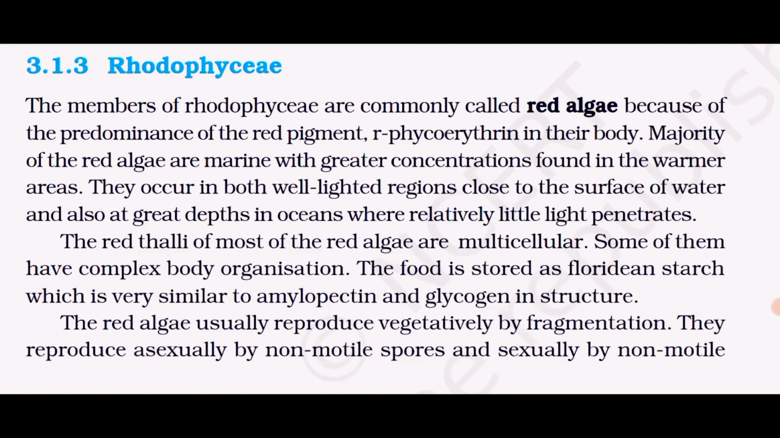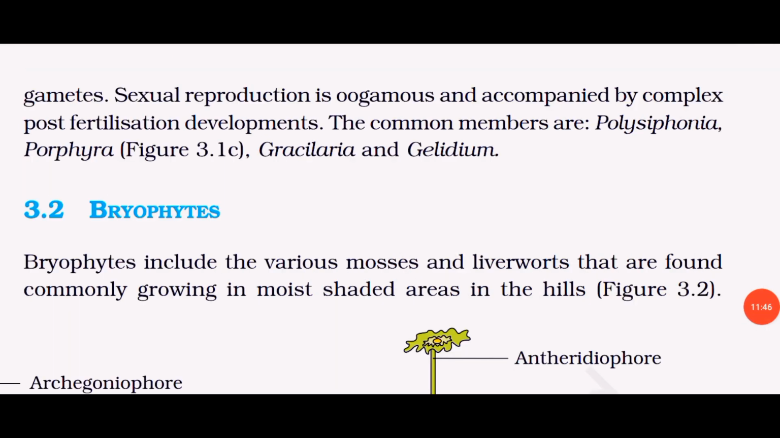The food is stored as floridean starch, which is very similar to amylopectin and glycogen in structure. The red algae usually reproduce vegetatively by fragmentation. They reproduce asexually by non-motile spores and sexually by non-motile gametes. Sexual reproduction is oogamous and accompanied by complex post-fertilization development. The common members are Polysiphonia, Porphyra, Gracilaria, and Gelidium.